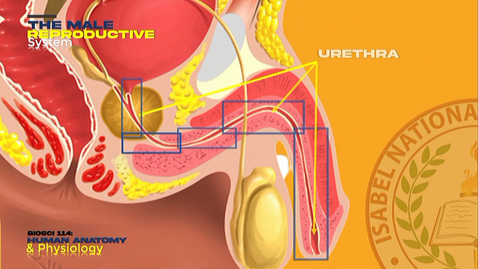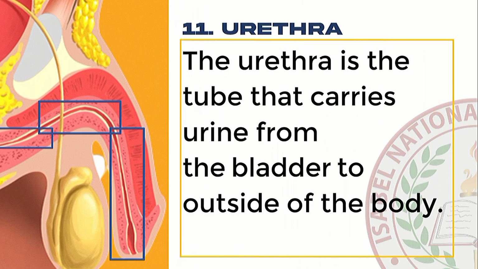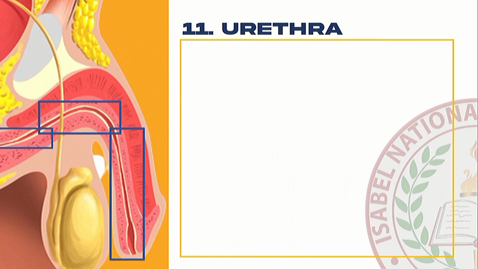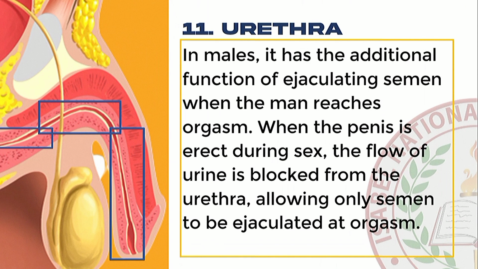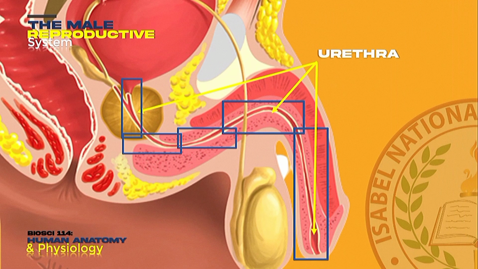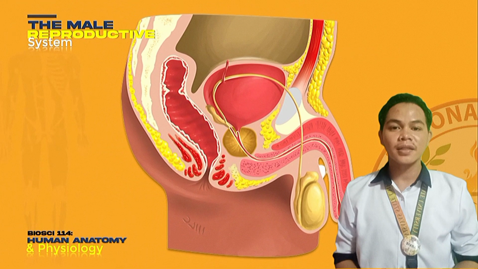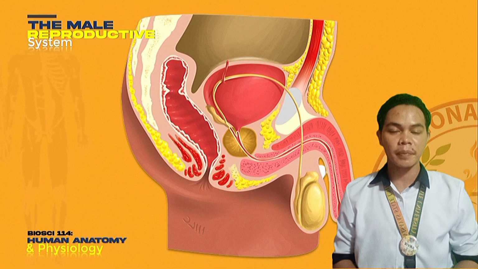Lastly is the urethra. The urethra is the tube that carries urine from the bladder to the outside of the body. In males, it has the additional function of ejaculating semen when the man reaches orgasm. When the penis is erect during sex, the flow of urine is blocked from the urethra, allowing only semen to be ejaculated at orgasm. Congratulations, as we are already done discussing every single part of the male reproductive system.